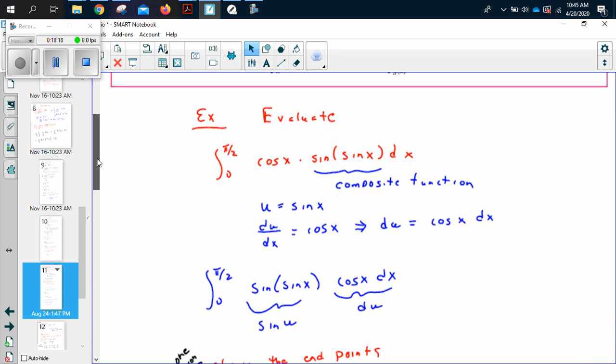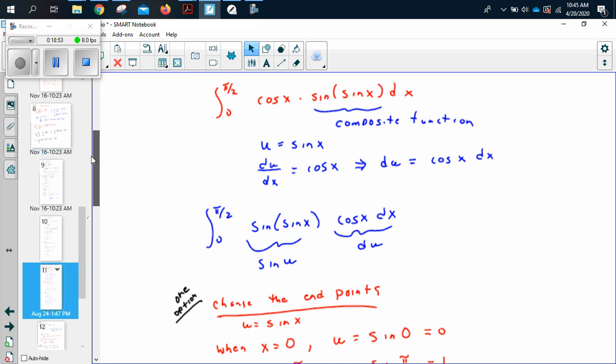So here we're going to evaluate a definite integral, and this is what I have. This is a composite function. This is sine of sine x. So I'm going to let u be sine x, that's the inside function, and the du dx would be cosine x. So my du is cosine x dx. So I've got this, sine of u, because u is sine x, and I've got the du, cosine x dx. Just reorder things. But I need to change these endpoints.